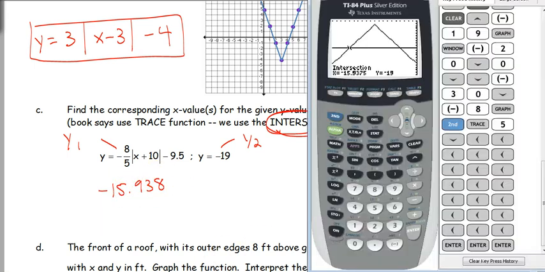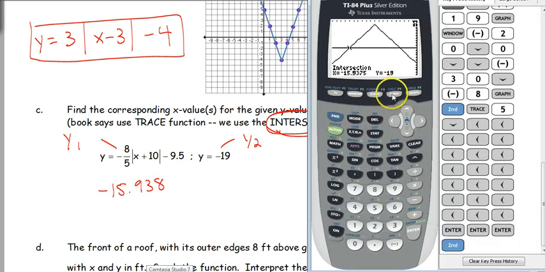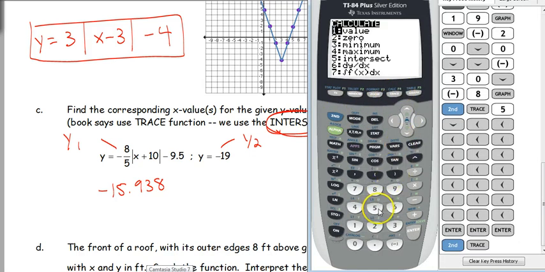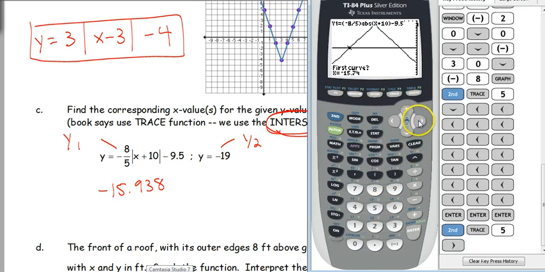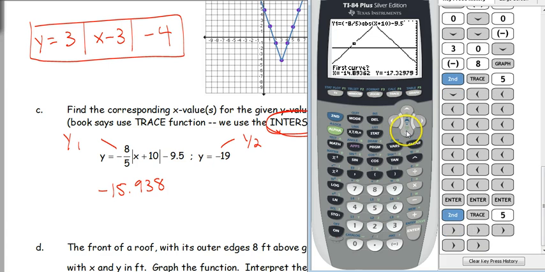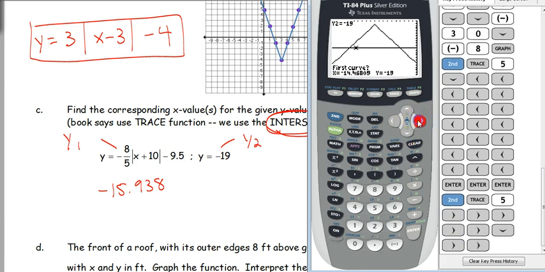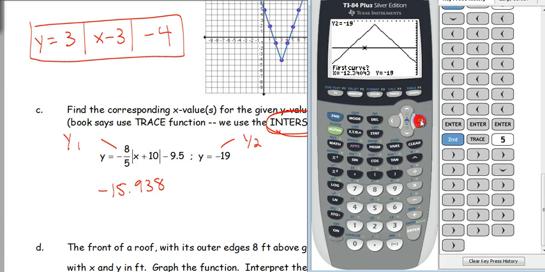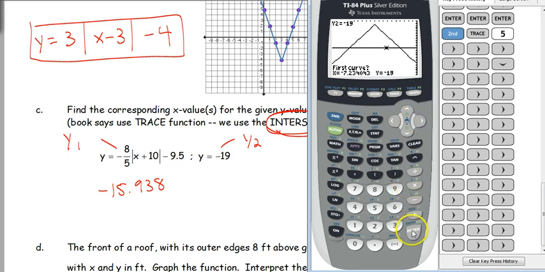And then we have to do it one more time. Second trace 5. And you have to just move over. Oh, see, this is why I like to hit down first, so I'm on the straight line. You have to get closer to that other intersection point so it'll work. Once you're close enough, you can start hitting enter, enter, enter, enter. And the other one is negative 4.063.